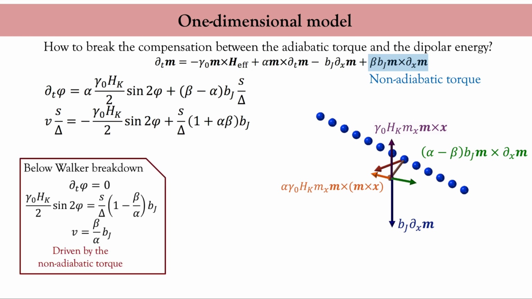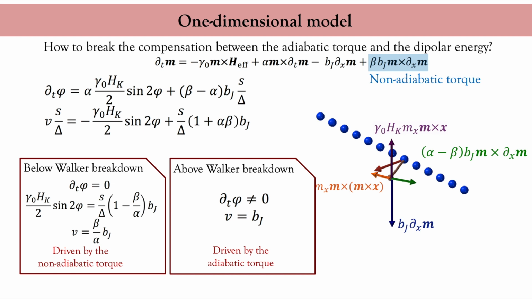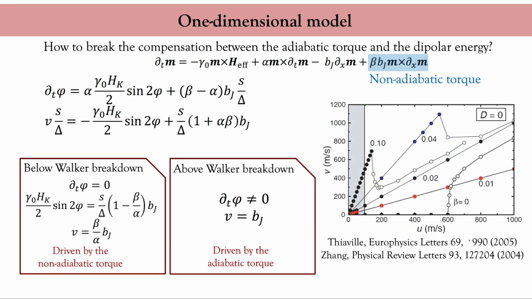When the adiabatic torque is below Walker breakdown, the azimuthal angle is stabilized between block and Néel configurations, and I still get a steady velocity that is proportional to the ratio between the non-adiabatic parameter beta and the damping alpha. Above the Walker breakdown, I obtain the same scenario as before with the precessional regime. The current velocity characteristic we expect is given here in these nice calculations performed by André Thiaville, where we clearly observe these two regimes. Importantly, you see that if the ratio between beta and alpha exceeds 1, then the velocity is much faster below Walker breakdown.